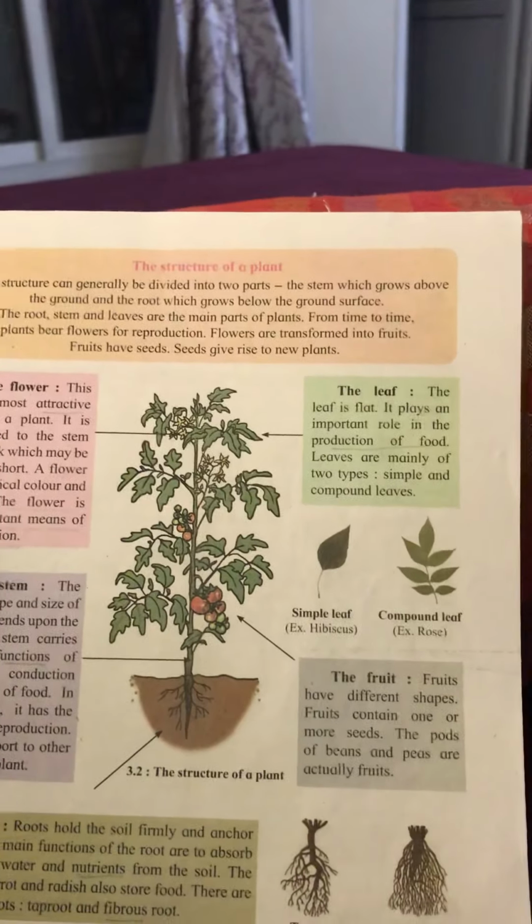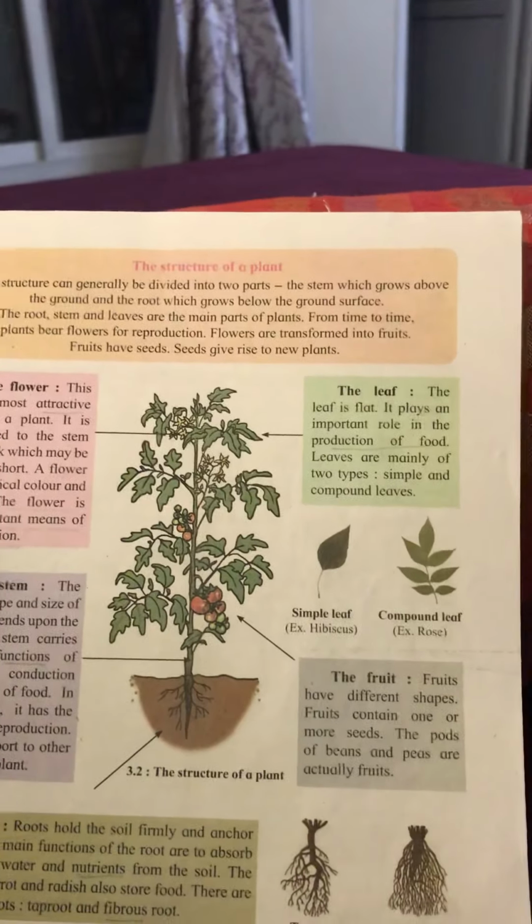Leaves are mainly of two types, simple leaf and compound leaves. Now when you have taken hibiscus flower or a shoe flower plant, this has only one leaf, so it is a simple leaf. Compound leaves are where one single stalk has many small leaves, so these are compound leaves.